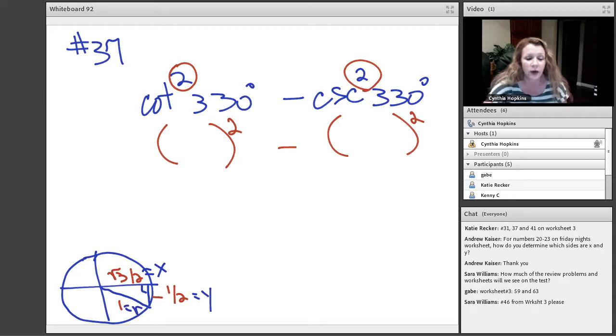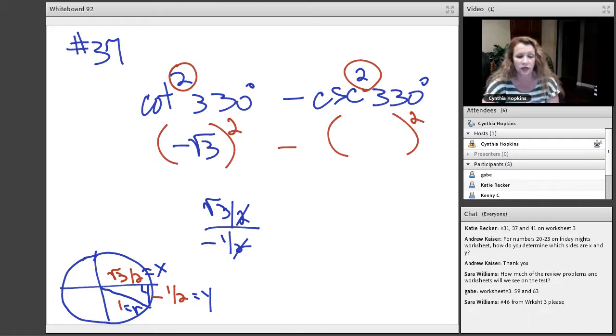Okay, now cotangent, I'm going to stop and think to myself. I know cotangent is the reciprocal of tangent, and tangent is y over x. So I'm going to go x over y. And I'm going to do a little bit of work outside of my red parentheses. So my x is rad 3 over 2. My y is negative 1/2. My 2's are going to cancel like we talked about before, and we get negative rad 3.